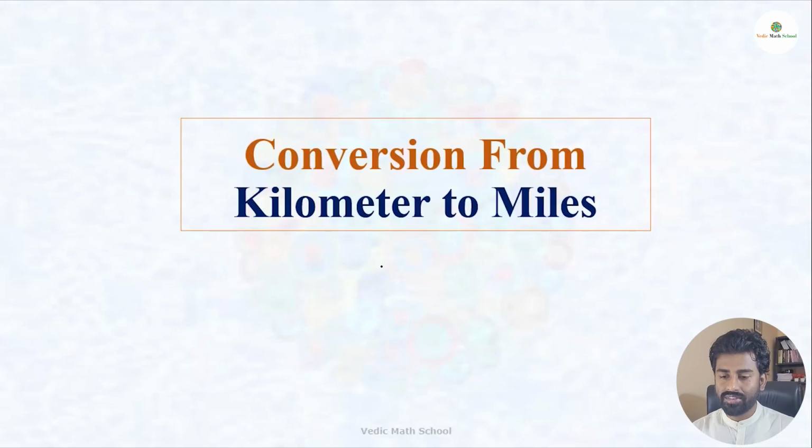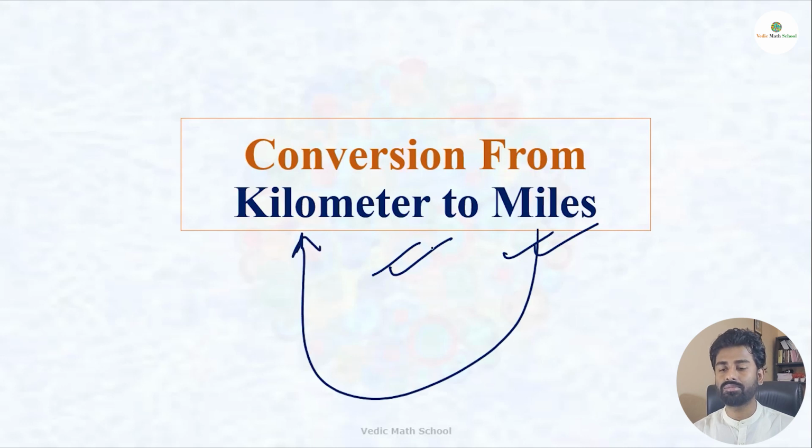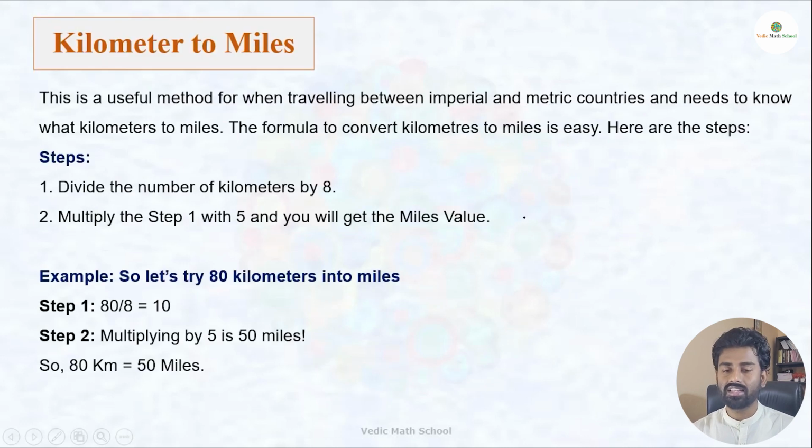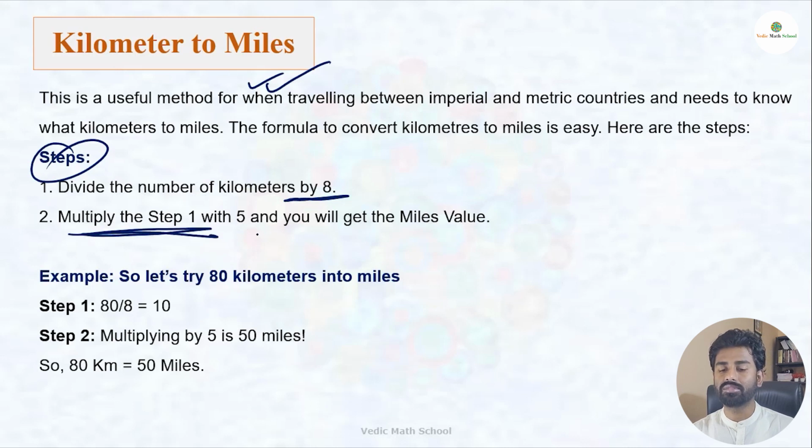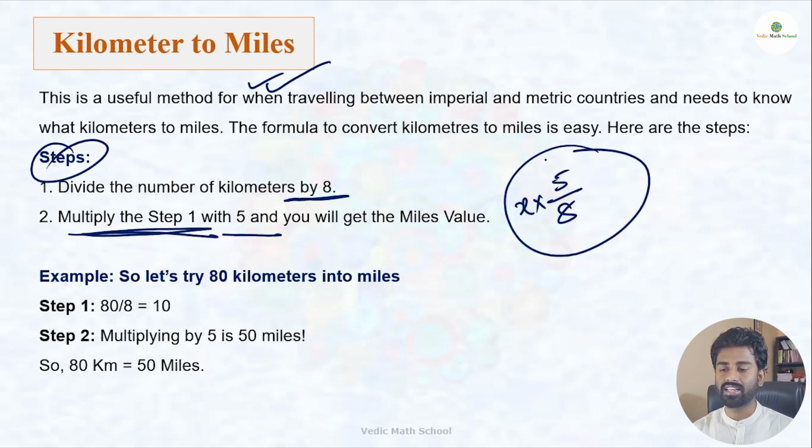Okay. So today we are going to discuss kilometer to miles, and we are also going to learn miles to kilometer. But first understand kilometer to miles. In kilometer to miles, there are only two steps to convert. Divide the number of kilometers by 8, and then multiply step 1 by 5. In one word, just multiply by 5 by 8. Whatever number you have, multiply it by 5 by 8 and you will get the answer.